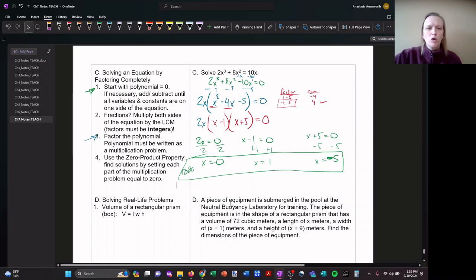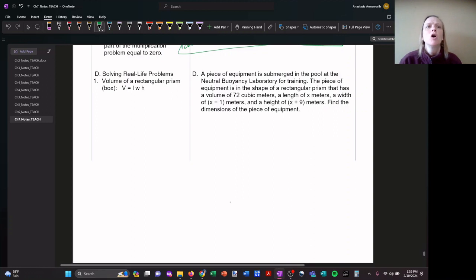Let's look at a real world problem here. Here we've got some sort of equipment that is in the shape of a rectangular prism. That basically just means it's box shaped, which means the volume is length times width times height. And we say that the volume is 72 cubic meters, and that equals the length is x, the width is x minus 1, and the height is x plus 9. And then it says find the dimensions of the piece of equipment.